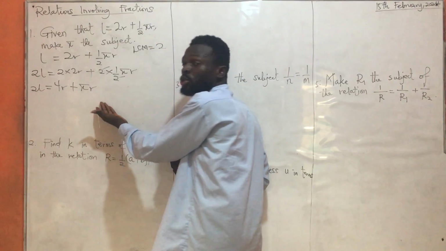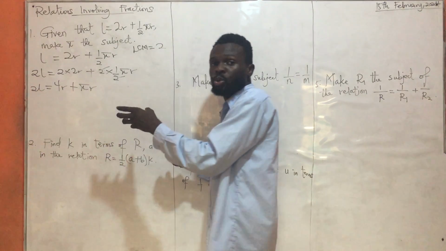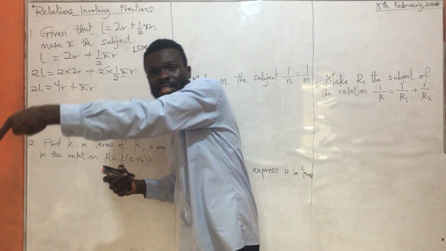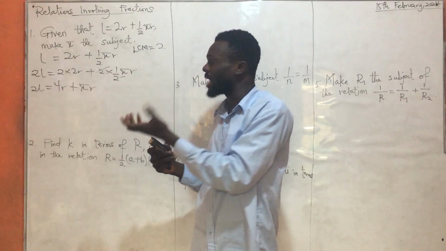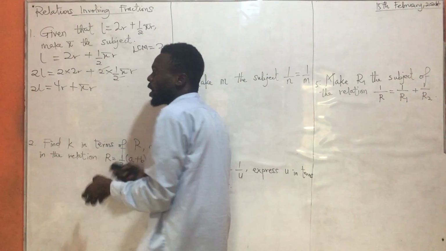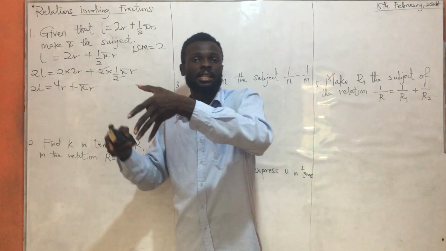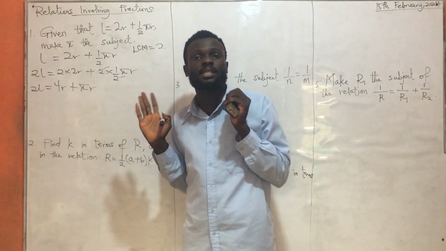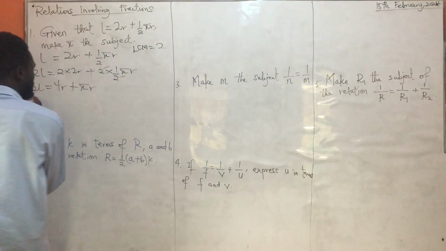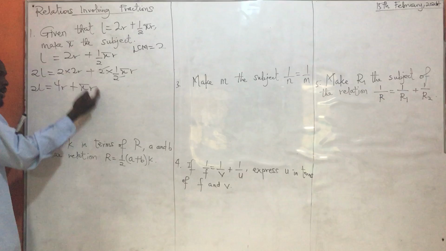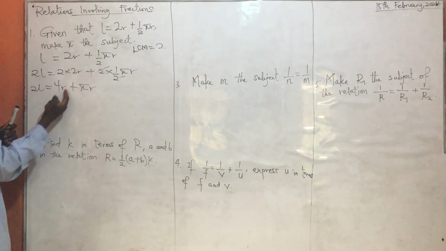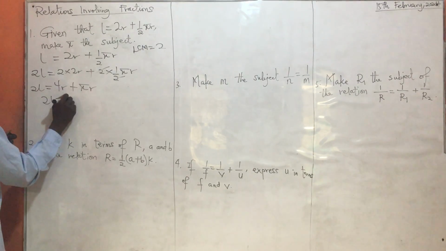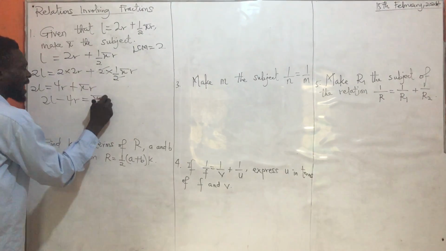So from here, what do we do? Now this will take you to making a variable the subject that we started last week. All you need to do is that once you get something like this, the term that has the variable you want to make the subject, let it stand alone. So looking at this equation, I am going to let the pi r stand alone. So therefore, the 4r should move to this side. So I have 2L minus 4r is equal to pi r.